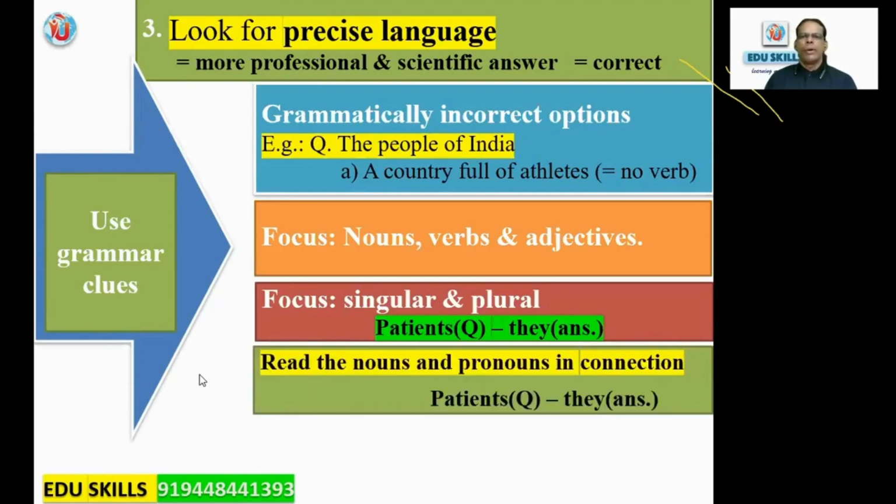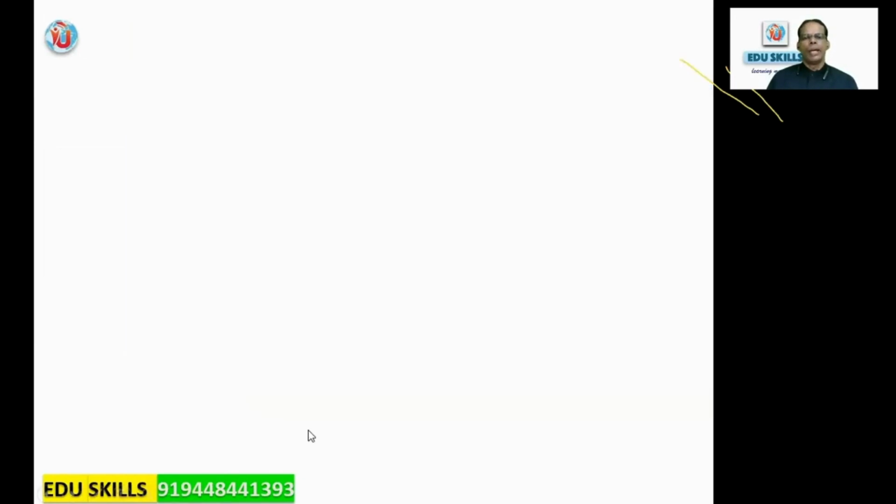And the next one is read the nouns and pronouns in connection. For example, patients, they. So you have to use the same nouns and the pronouns. If he, male is given, it will be he, or neuter gender, it. So read nouns and pronouns in connection. These are the grammar clues that will help you to eliminate the answer.